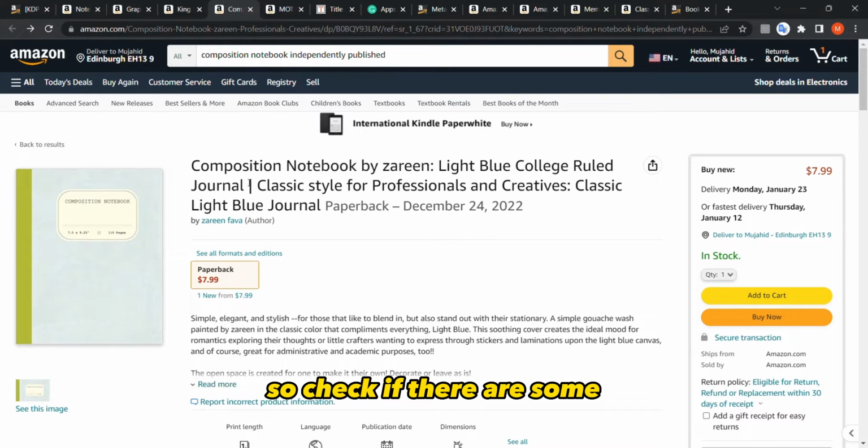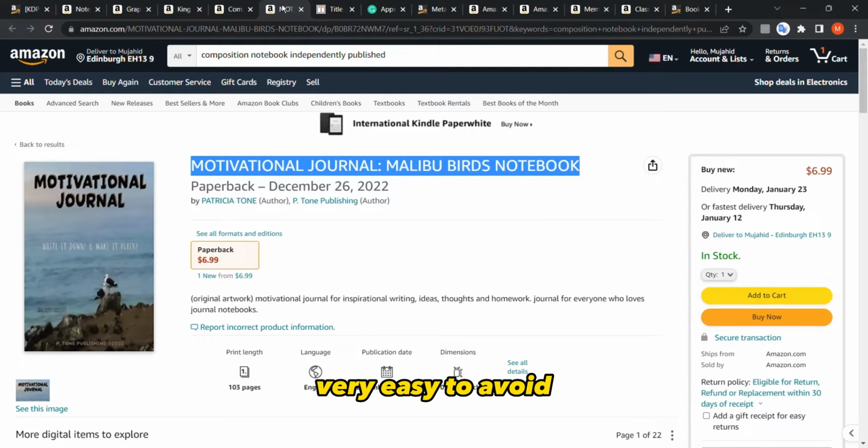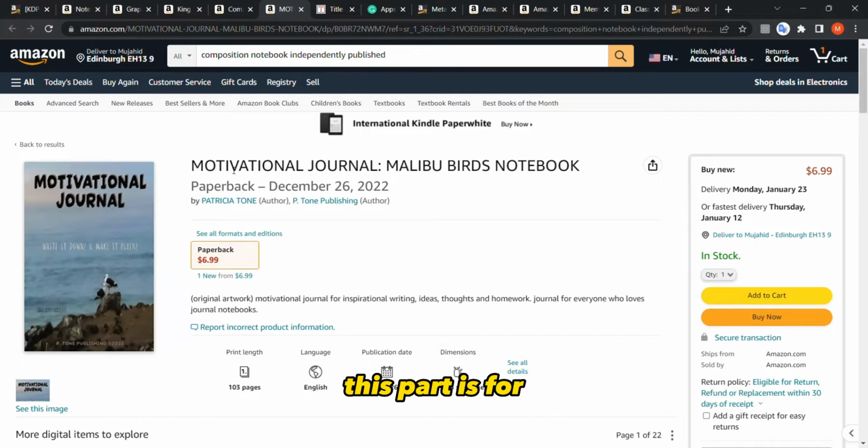So check if there are some trademarks. For example, don't include Disney or some of these trademarks in your title or subtitle. So this is the third mistake. The fourth mistake, which is very, very easy to avoid, is capitalization. This part is especially for people whose first language is not English, as it is for me. So for me, English is not my first language, so maybe it doesn't make sense for many of us. However, in your title and subtitle, capitalize every single word, only the first letter of every single word.